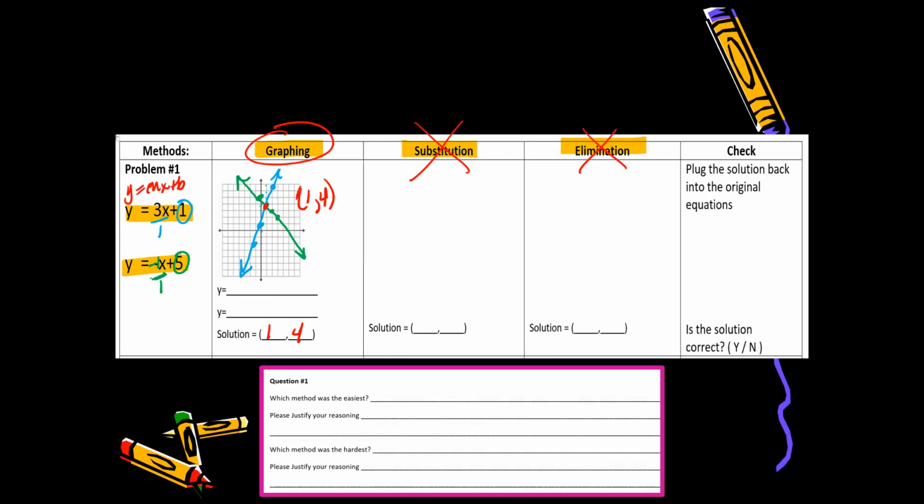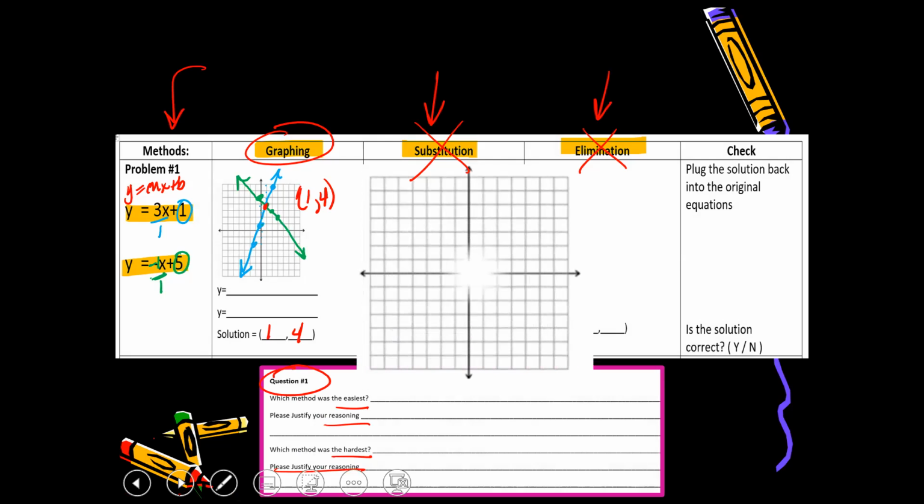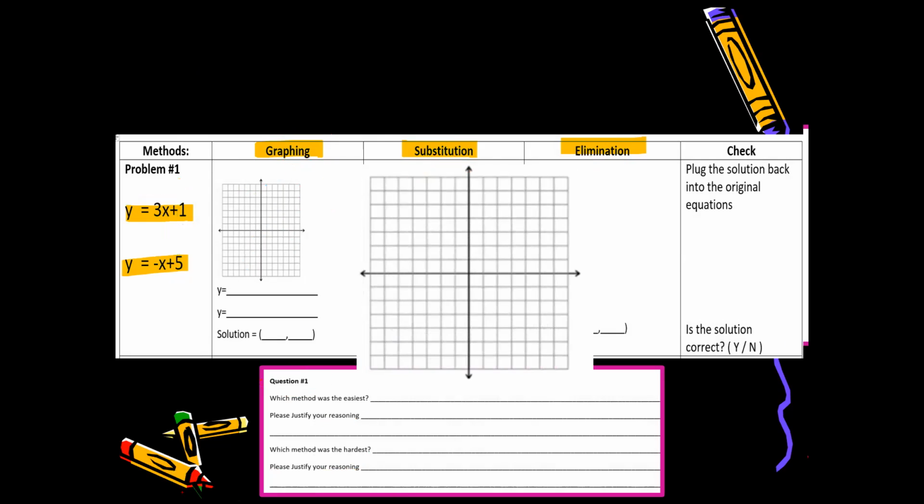So now what I want you to do is do a reflection for question number 1, which says, which method is the easiest? Justify your reason. Which method do you think will be the hardest? Would it be substitution or elimination if the format of your question looks like this? Plus justify your reasoning. So take a moment and go ahead and answer those questions.